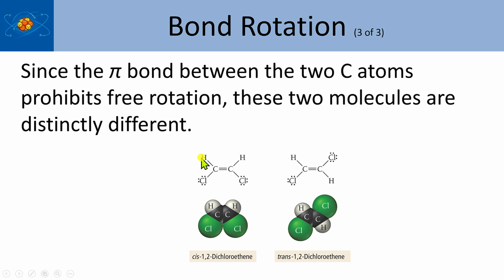So it turns out this non-rotation, this prohibition of rotation between the ends of the double bond, means that you can actually have two different molecules. There's cis 1,2-dichloroethene and trans 1,2-dichloroethene. The ENE indicates there's a double bond here. So these are actually two different molecules that can be isolated from each other that have distinct properties.